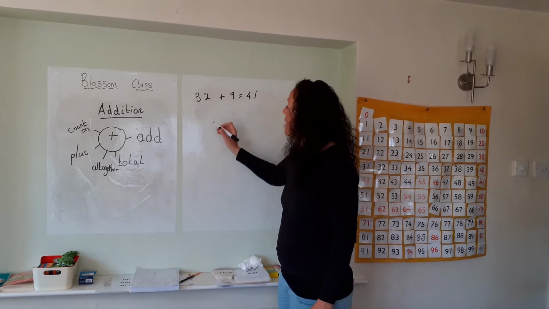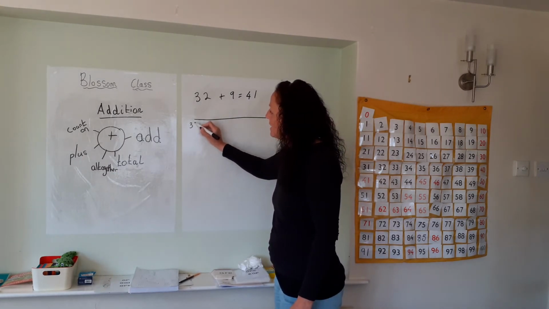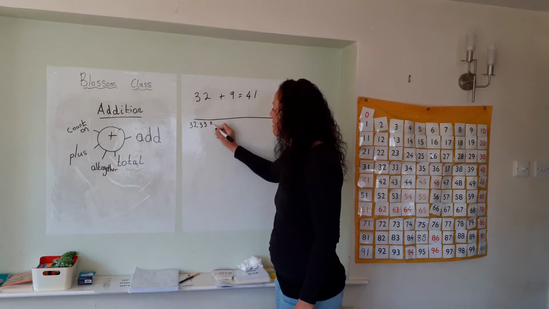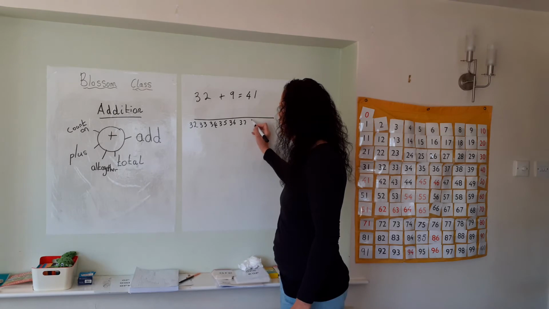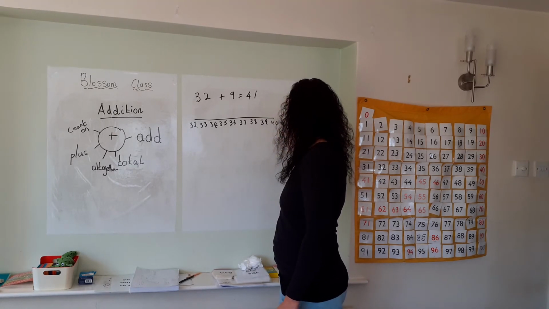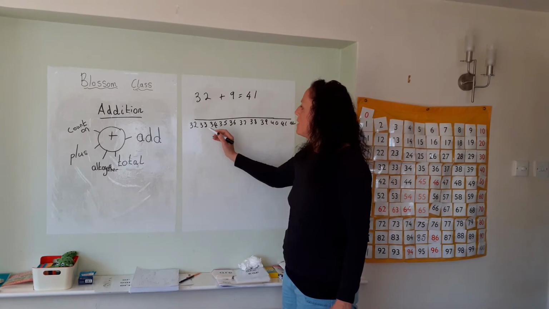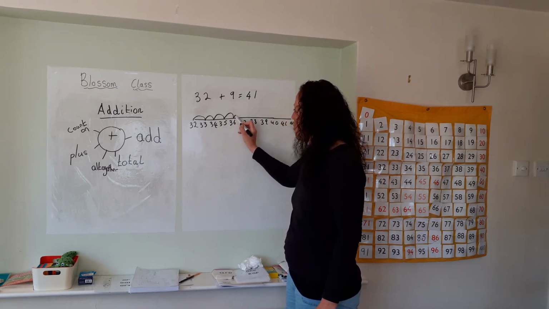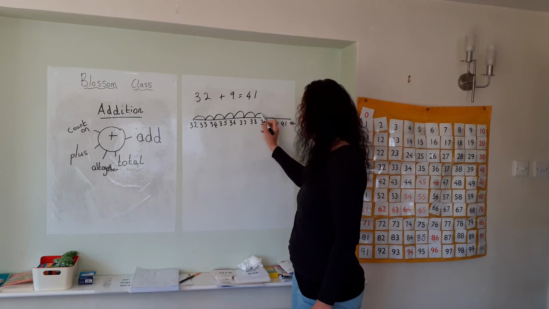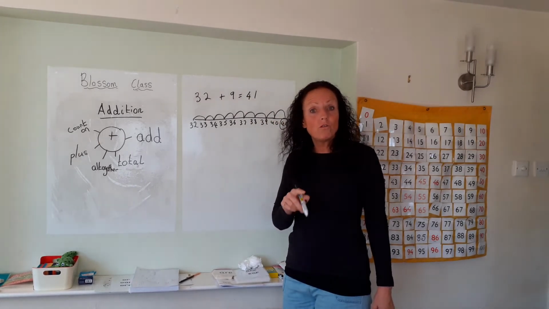Or you could have drawn a number line. So you could start your number line there: 32, 33, 34, 35, 36, 37, 38, 39, 40, 41, 42. That's a very quick number line. So 32 and you want to jump 9. So 1, 2, 3, 4, 5, 6, 7, 8, 9. And that would give you your 41.